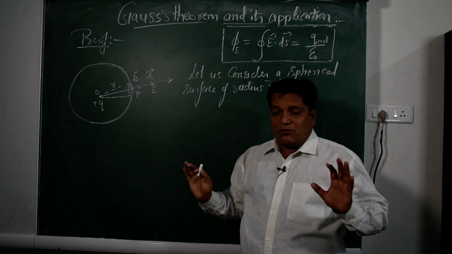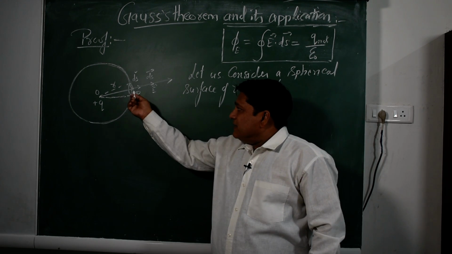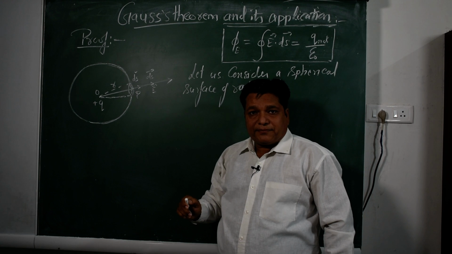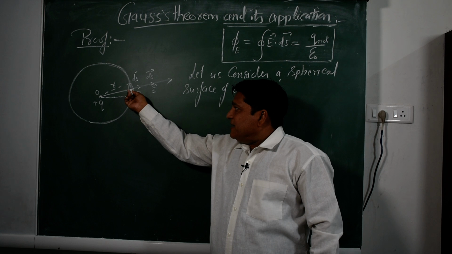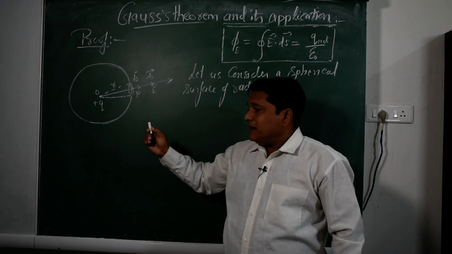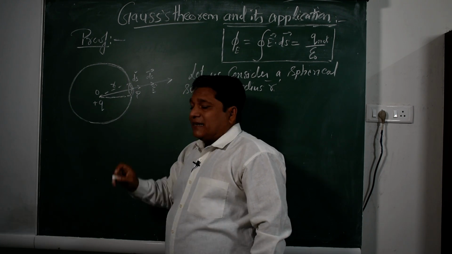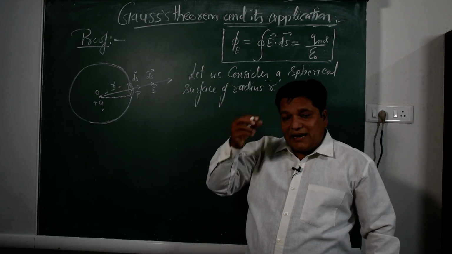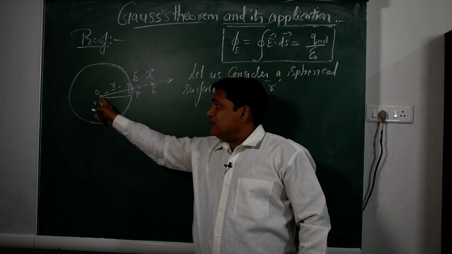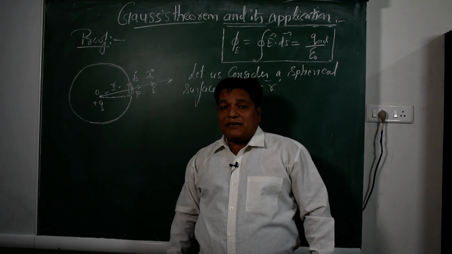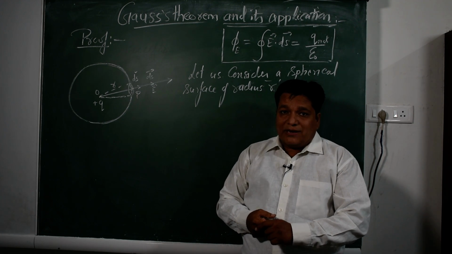To calculate the total flux linking with the closed surface, let us consider a small surface area ds at point P. Now at point P, what will be the electric field due to a point charge? According to its formula, its distance is r from the charge, so its electric field will be 1 by 4 pi epsilon naught q upon r square.